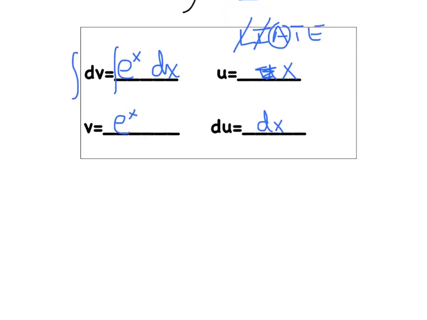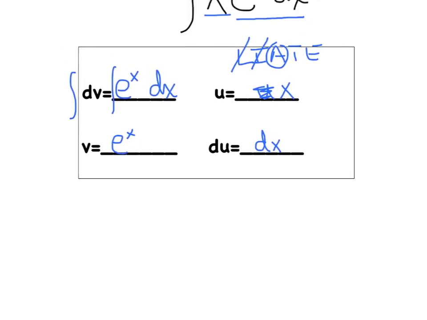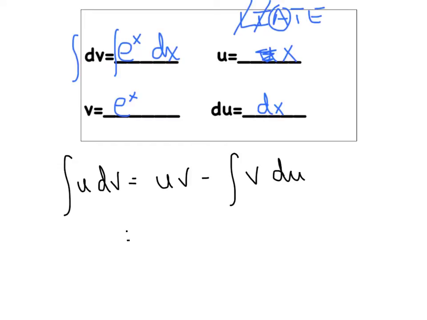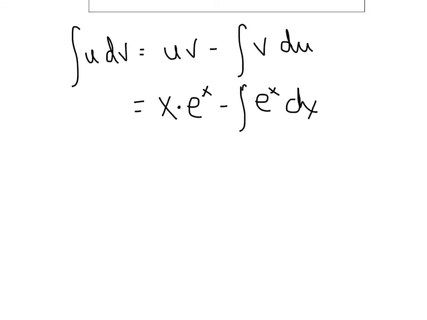Let's go ahead and just rewrite our formula. We said that the integral of u times dv is equal to u times v minus the integral of v du. Alright, so let's just pick our u, which we said was x. Our v was e to the x. And then we need to integrate v times du, which in this case was dx. So now we still do have an integral to evaluate, but it's so much simpler and more manageable.